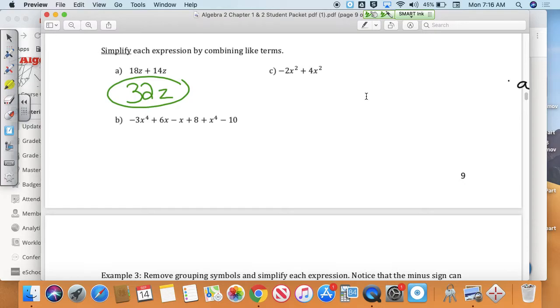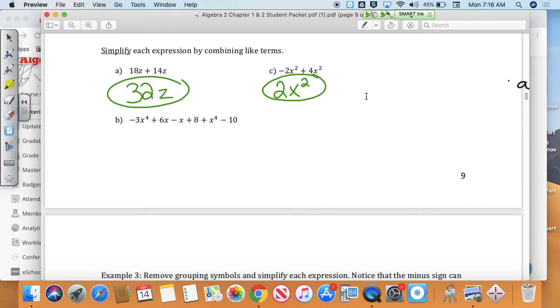The next one, we have negative 2x squared and 4x squared. Well, they have the same exact variables, so we can combine these like terms by adding their coefficients. Negative 2 plus 4 is a positive 2, so this will become 2x squared.